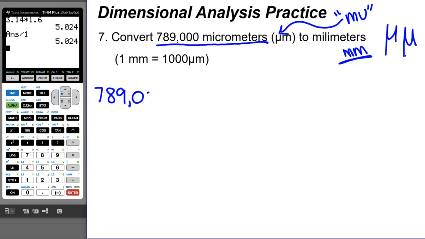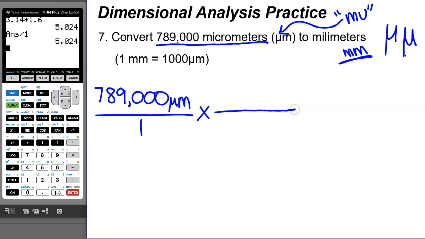789,000. And I'm going to put the abbreviation micrometers. And I always like to put my given value over 1 to remind myself that it's up in the numerator. And because this is dimensional analysis, we'll multiply some conversion factor.